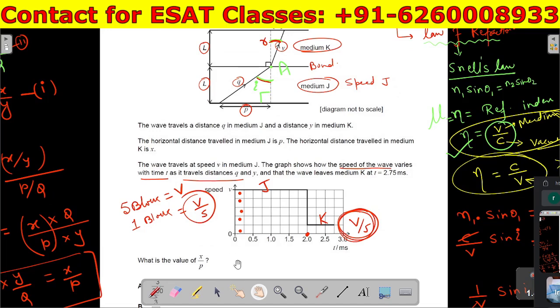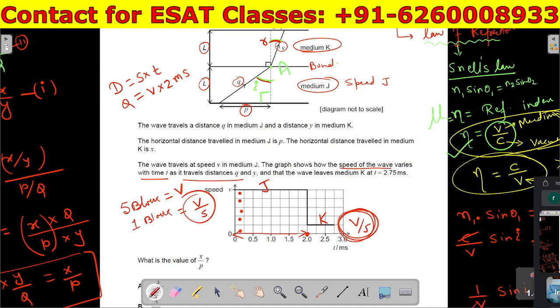Okay, see, it's again very simple. Q is what? Q is the distance traveled by this sound wave in medium J. So the distance equals speed into time. We know this very easy formula. So how much is the speed in the medium J? The speed is V. So we should write V. And how much time has it taken in medium J? It has taken 2 milliseconds. Are you getting this? So the distance should be V into 2 milliseconds, and this should be our Q. Is it okay?